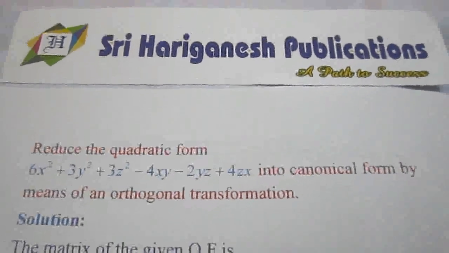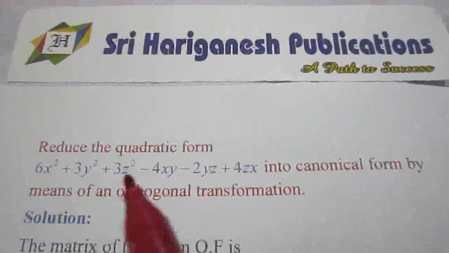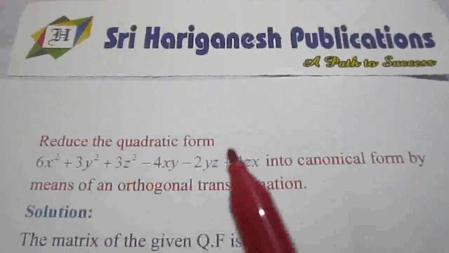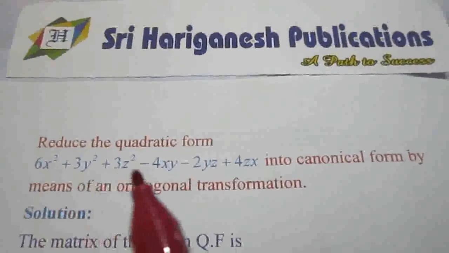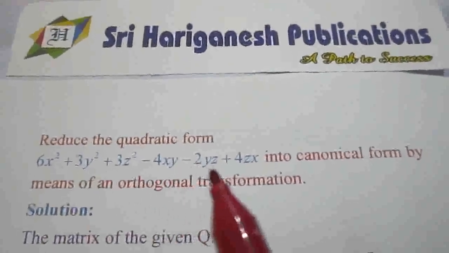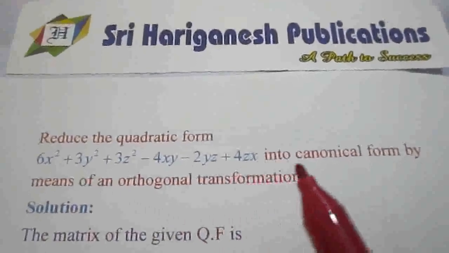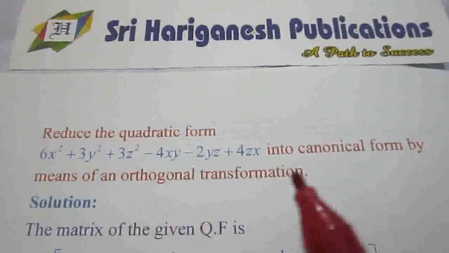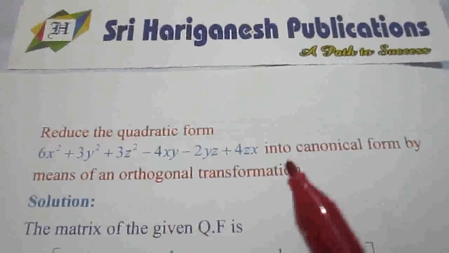So the first problem is based on the reduction of quadratic form to canonical form. Reduce the quadratic form 6x² + 3y² + 3z² − 4xy − 2yz + 4zx into the quadratic canonical form by means of an orthogonal transformation. So this is the problem.